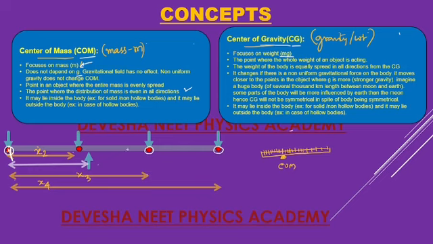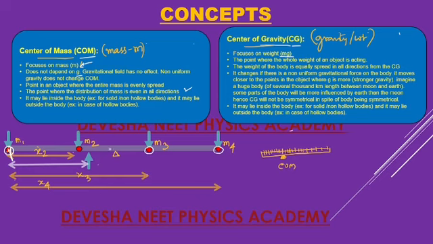So for example, if you look at this rod itself, imagine that there is mass 1, mass 2, mass 3, and mass 4. Imagine if mass 2, mass 3, and mass 4 are very heavy, then what will happen? The center of mass will actually shift somewhere to the right side. It will not be in the center. But if all four, m1, m2, m3, m4, are the same, then the center of mass will be somewhere in the center.